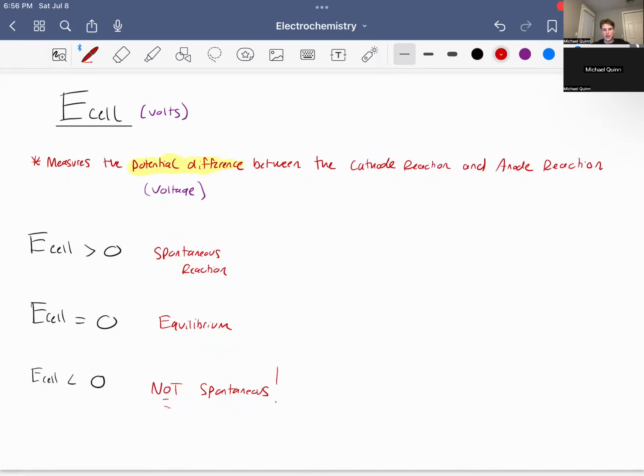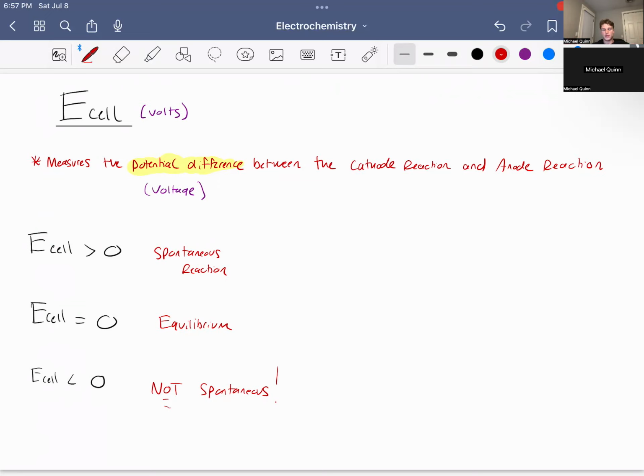So Ecell, which is measured in volts, measures the potential difference, or essentially the desire for this redox reaction in an electrochemical cell to proceed spontaneously. So if there is a positive voltage value, we know that Ecell will be positive. This will be a spontaneous reaction. If Ecell is equal to 0, we have now closed that potential difference down to 0, and we will be at equilibrium in our redox reaction. And if Ecell is less than 0, that means that this electrochemical cell will not run spontaneously at all unless we were able to hook up this electrochemical cell to an external energy source, I should say.